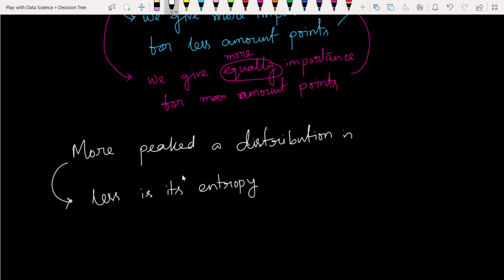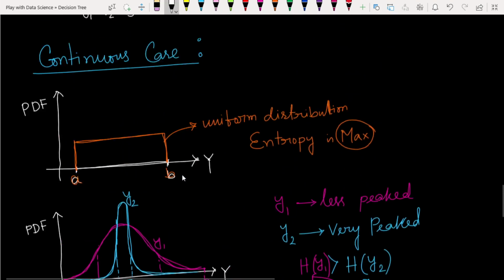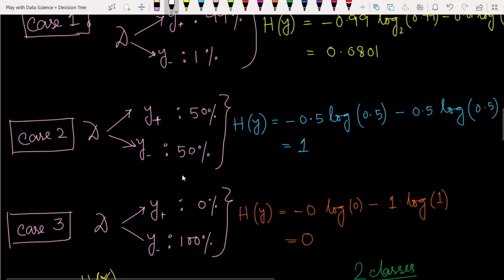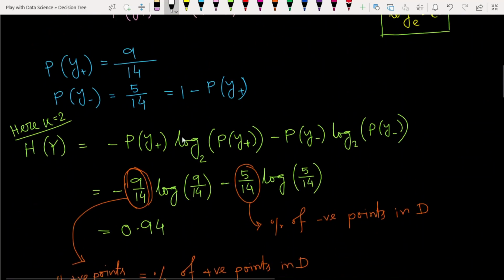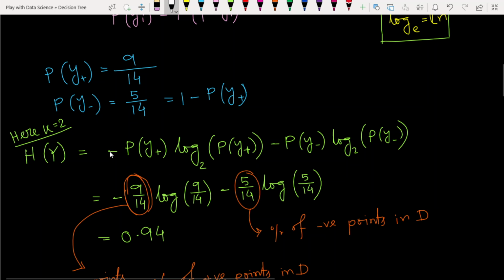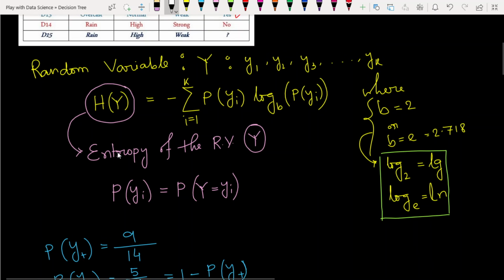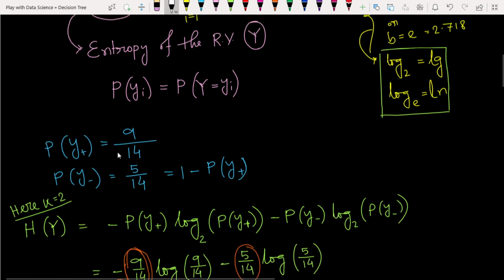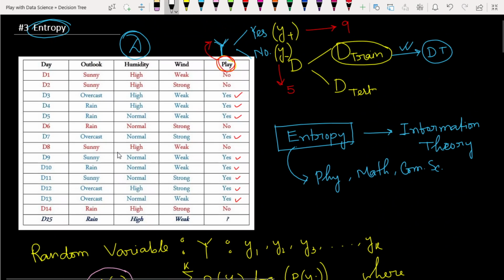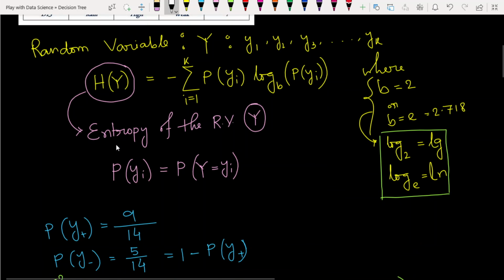I think I'm not discussing the geometrical concept of how these equations come about, since that is not our discussion topic. I just tried to give you the flavor of entropy and its geometrical intuition. Now we will see how these things are applicable to build a decision tree.